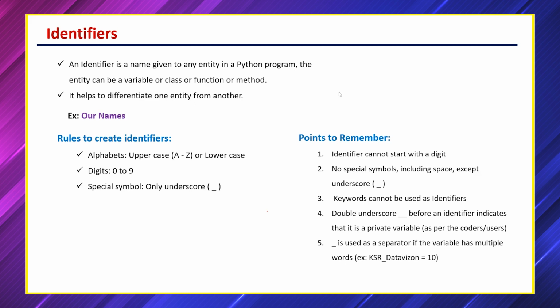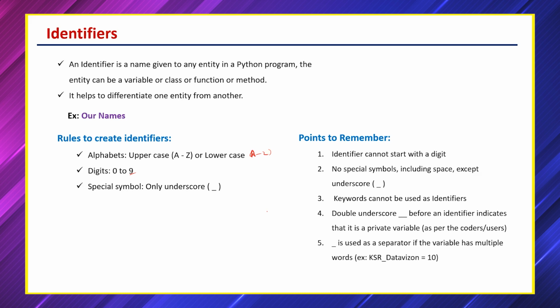Similarly, for an identifier also, some rules are followed. It can be an uppercase or lowercase letter, meaning capital A to Z or small a to z. Digits, and the only special character allowed is underscore. It is a combination of uppercase, lowercase, digits, or underscore.